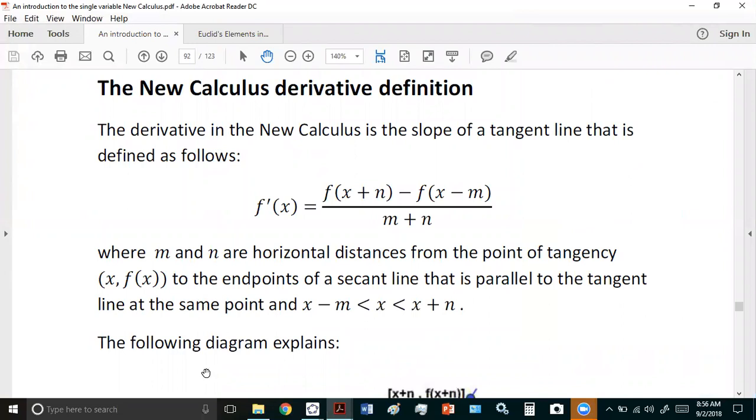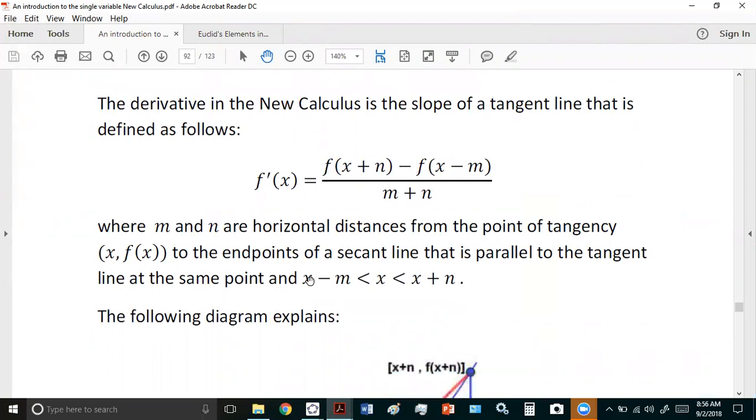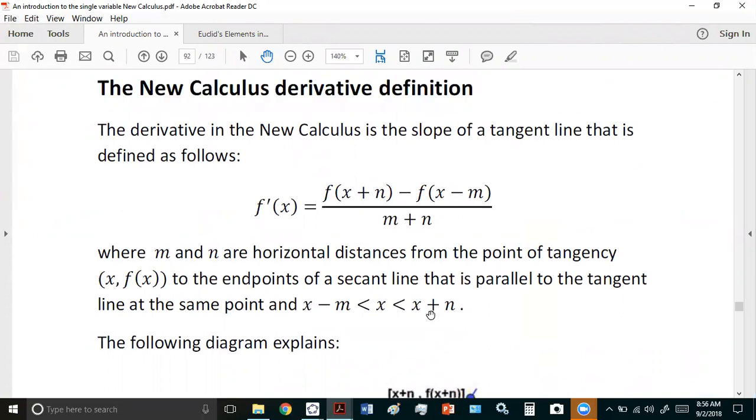The derivative in the new calculus is the slope of a tangent line that is defined as follows. So what do all these things mean here? Okay. First of all, let's just read the definition quickly. It's just a short paragraph. It says, where m and n are horizontal distances from the point of tangency, that point, x and f of x, to the endpoints of a secant line that is parallel to the tangent line at the same point, at this point. And x lies between x minus m and x plus m.